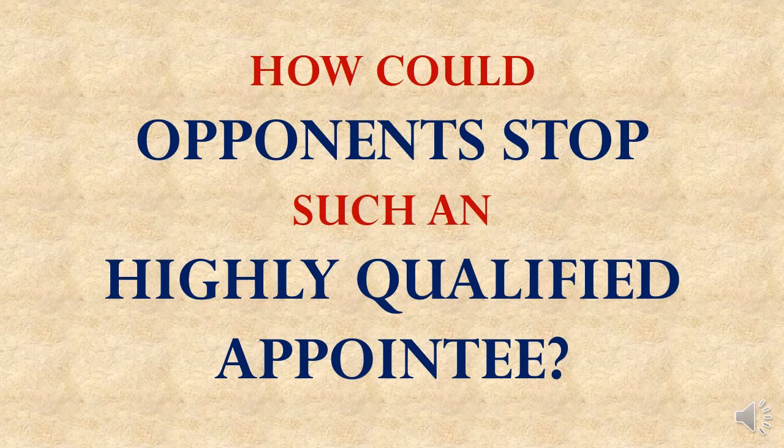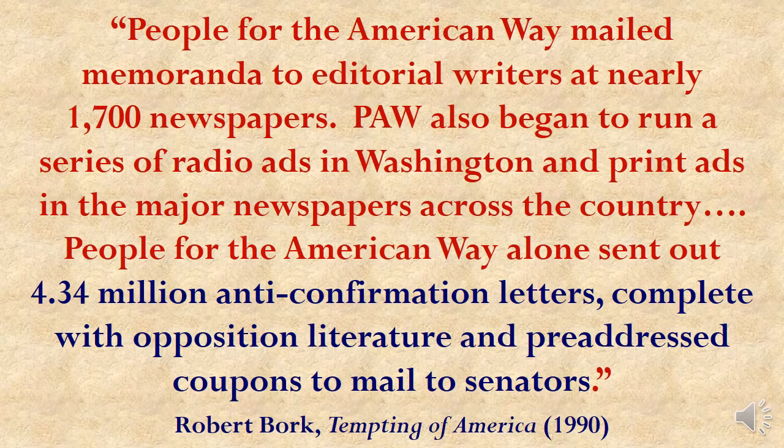So how did they manage to stop him, even though he was so overwhelmingly qualified? They did it first by being highly organized. Here's just one example. One of these liberal groups called People for the American Way, you can see here, mailed out thousands of letters to newspapers. And millions of letters out to people across the United States of America, trying to convince them that Robert Bork was a bad guy.